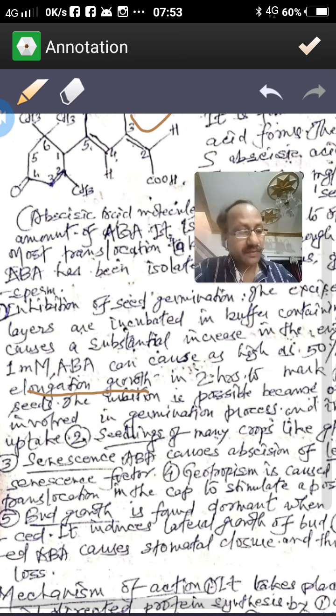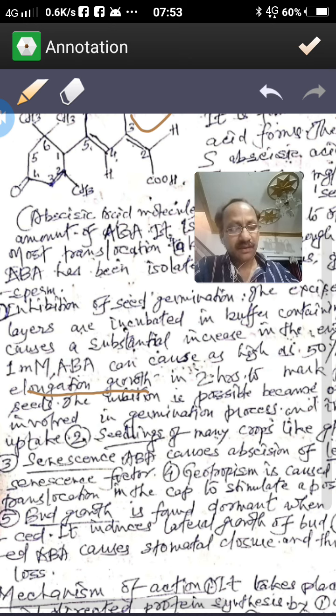And it is due to the enzymes. Inhibition takes place due to enzymes. So first of all, this inhibits enzymatic activity, and thereafter the elongation process is inhibited. Germination is also inhibited as a result of ceasing the enzymatic activity. Seedlings of many crops like Glycine max are inhibited.